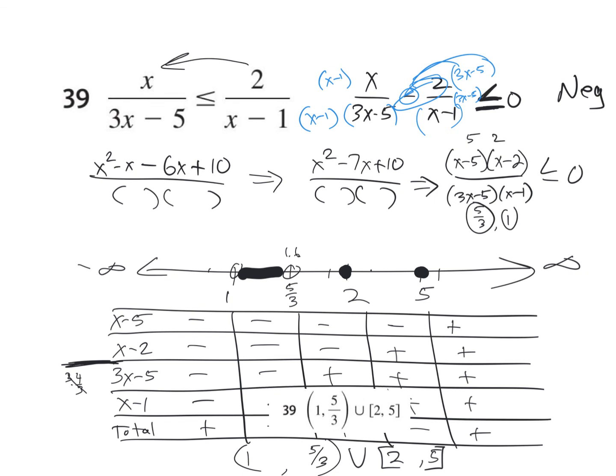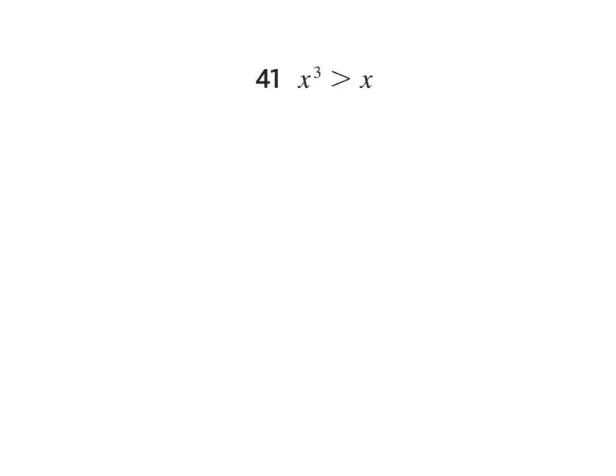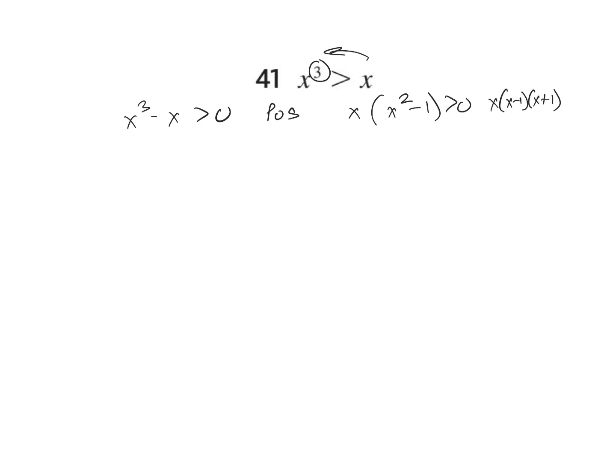Okay, last problem. All right, move everything over. X cubed minus x greater than 0. So we're looking for positive answers. Factor out an x, that's x squared minus 1. And x squared minus 1 is the difference of squares. So that's going to be x minus 1, x plus 1. Our exponent is a 3. So we have 3 answers. We have a 0, a positive 1, and then a negative 1. Those are your 3 values.